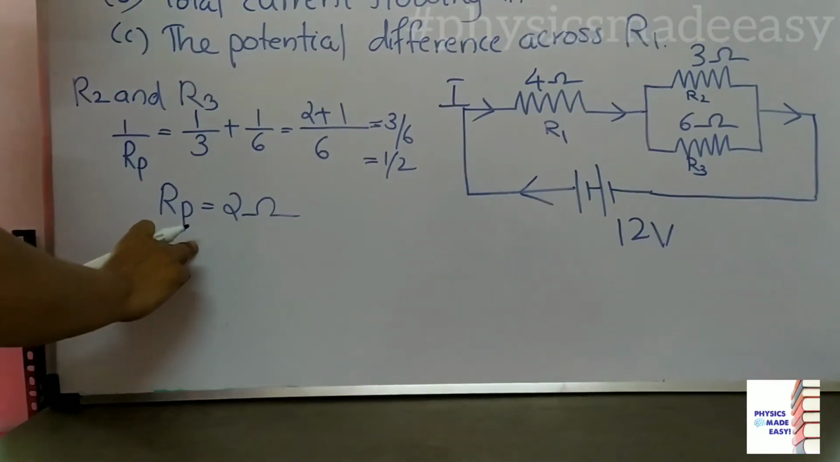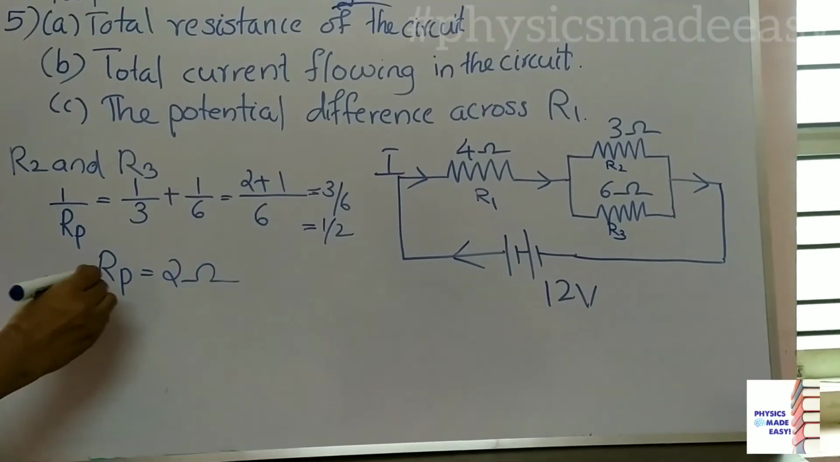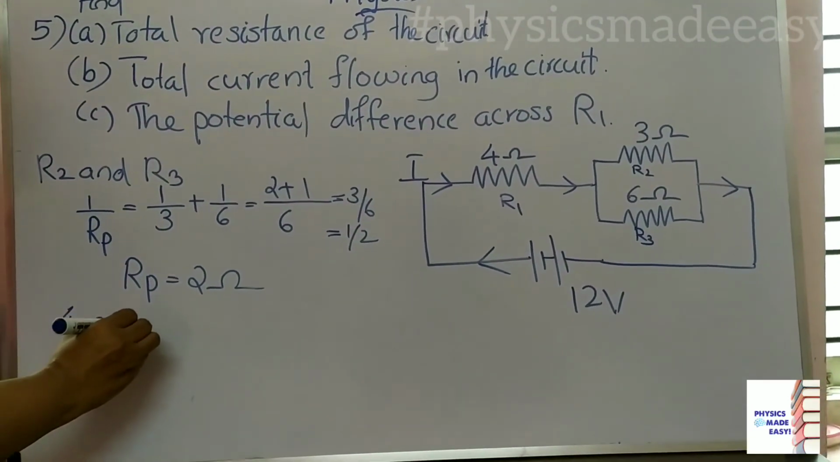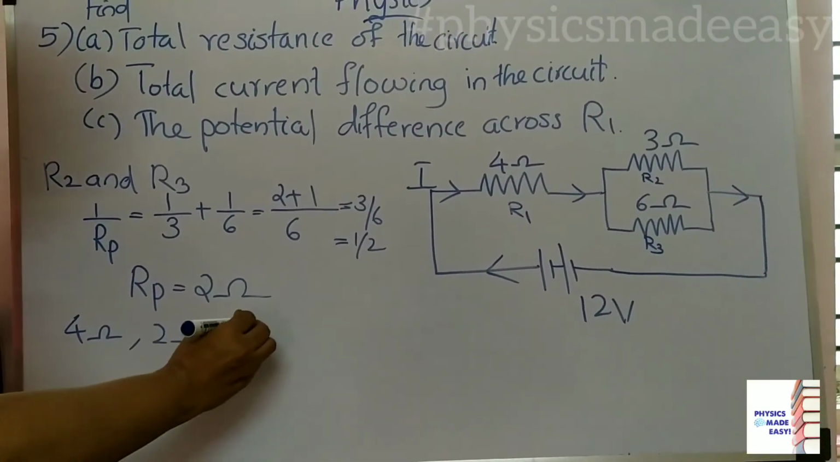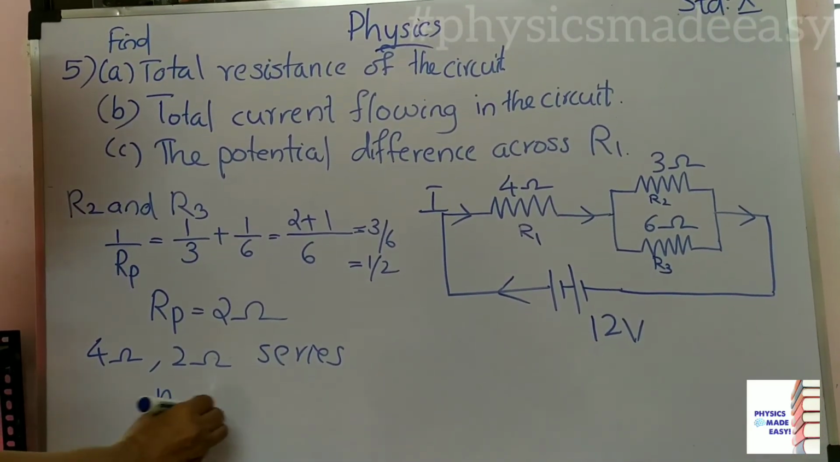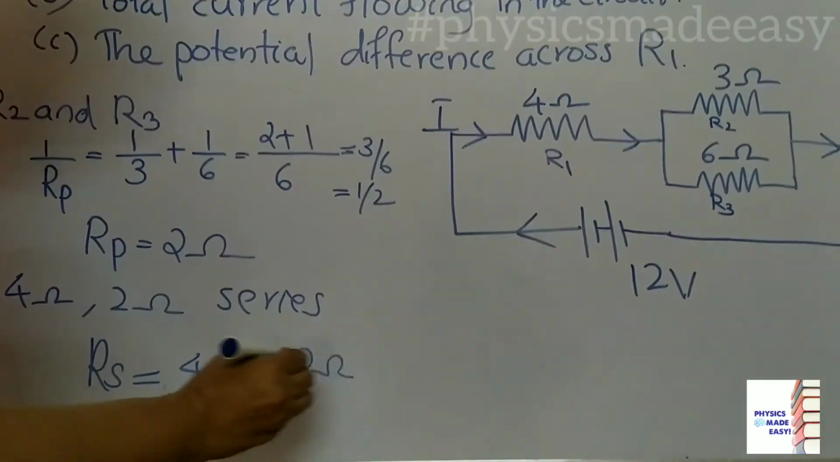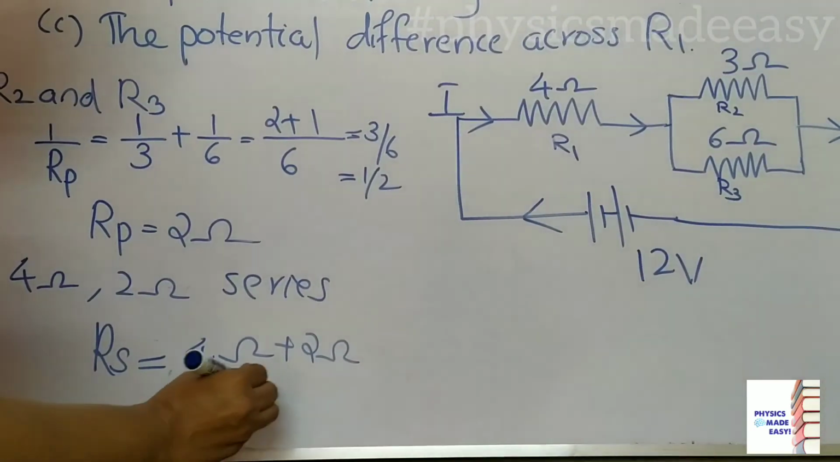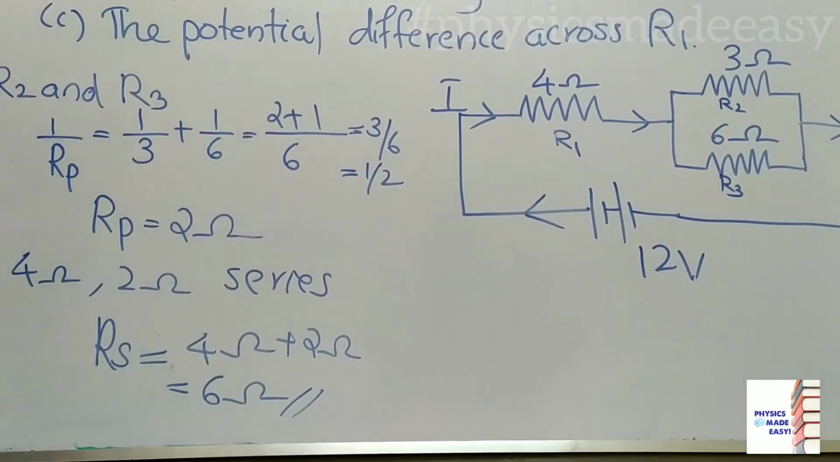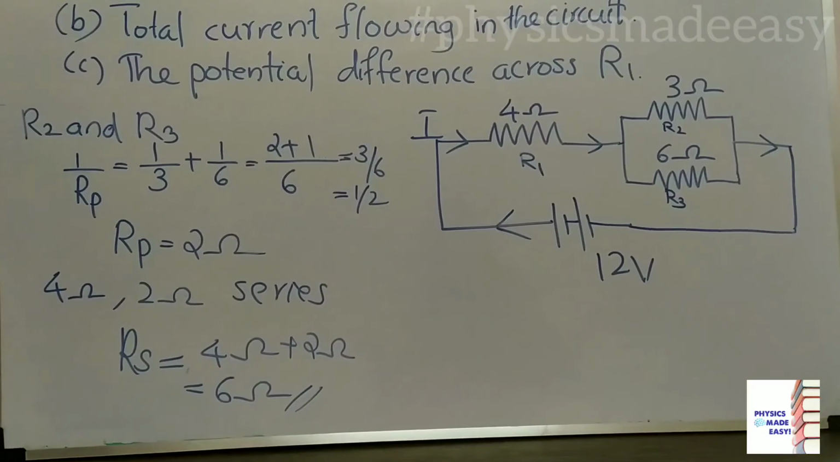Now this Rp is in series with this R1. So here we can write 4 ohm and this 2 ohm. Both are in series. Then how can you find the effective resistance? Rs is equal to 4 ohm plus 2 ohm. You will get this as 6 ohm. That is the total resistance in the circuit. Like this way only you have to solve all the circuit.